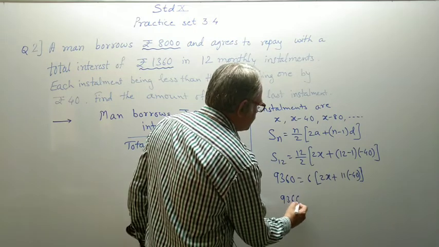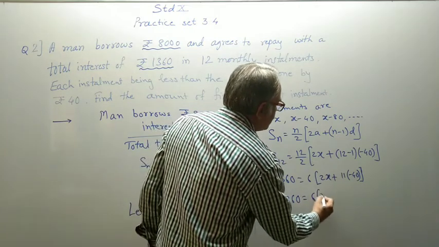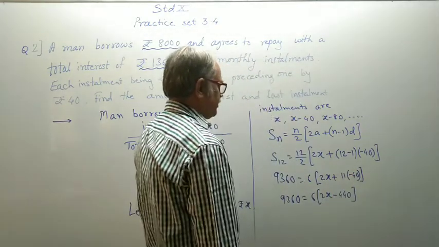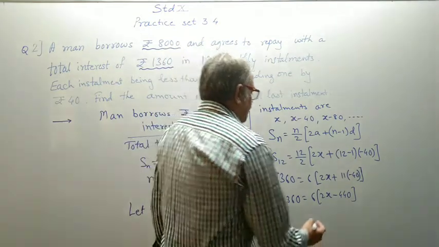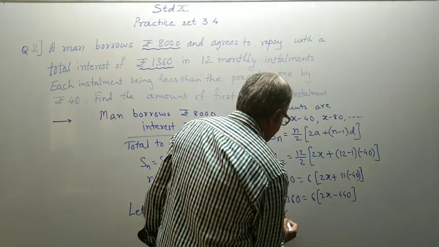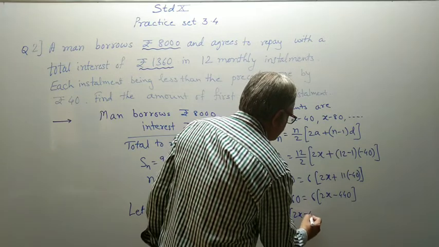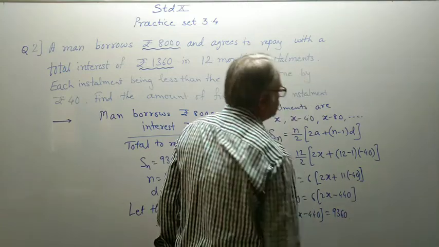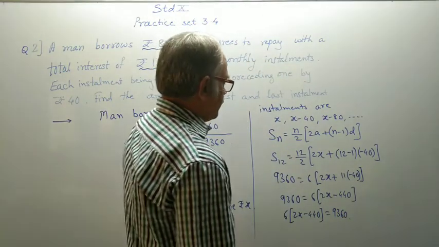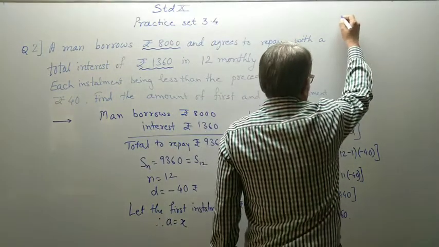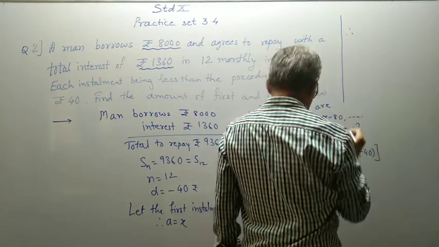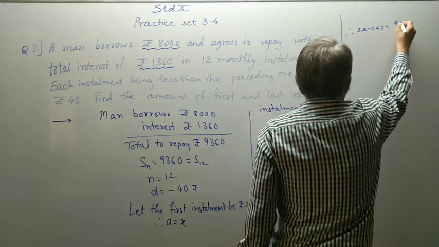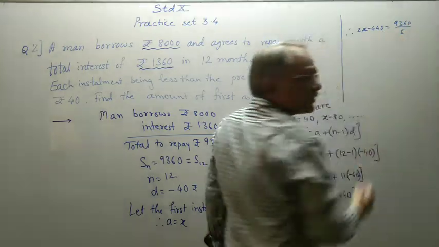9360 is equal to 6 into bracket 2x minus 440. 11 into minus 40 is minus 440. Then 6 bracket 2x minus 440 equal to 9360. Therefore 2x minus 440 equal to 9360 upon 6.